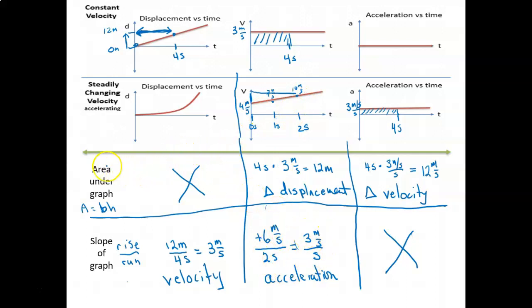All right, so this is what you should know. Everything down here is what you should put in your notes and kind of commit to memory. You need to know what the area under the graphs represent, and you need to know what the slope of the graphs represent. All righty, thank you.